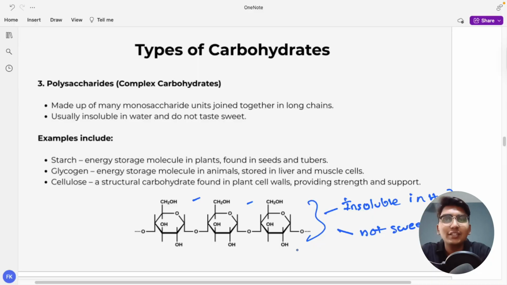The structure can be represented by, as we have already explained, one glycerol molecule attached to three fatty acid chains. This is an example of a triglyceride. Fats that are solid at room temperature are called fat or saturated fat, right? Fats that are liquid at room temperature are also called oil, right? Fats are generally insoluble in water.